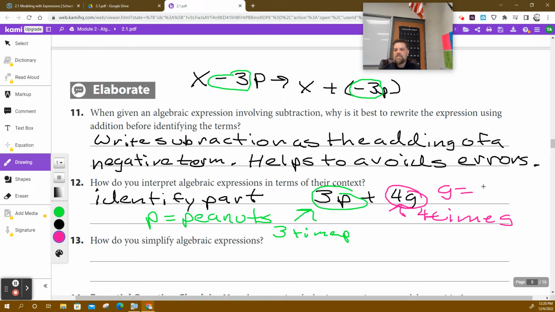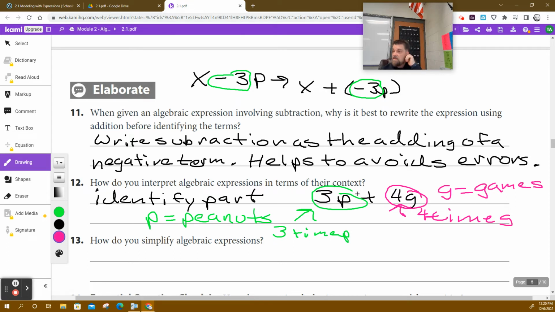Games. How about games? Let's say you go to the fair and they charge you $4 a game, and you want to eat peanuts while you're there, and they charge you $3 for a bag of peanuts. Well, this is an expression that will tell you how much your total bill will be.